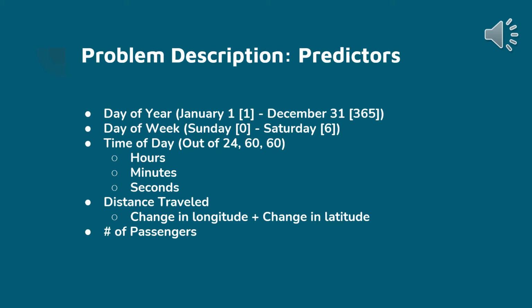The first predictor is the day of the year, with a standard year range starting at January 1st being number 1 until December 31st being number 365. The second predictor is the day of the week, starting on a Sunday as number 0 and ending on Saturday as number 6. The third predictor is the time of day, including hours 24, minutes 60, and seconds 60. The fourth predictor is the distance traveled, in which we apply change in the longitude and change in the latitude. Finally, the number of passengers.